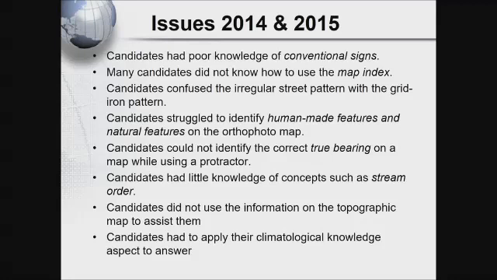Candidates confused irregular street pattern with a grid iron street pattern. Candidates struggled to identify human-made features and natural features on the orthophoto map as well as the topographic map. Now, matrix, this is actually very easy. Remember, we've got 2 types of features, natural features and man-made features. We'll come back to that as well.